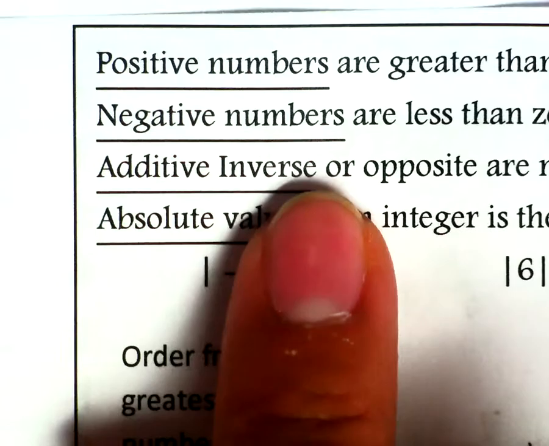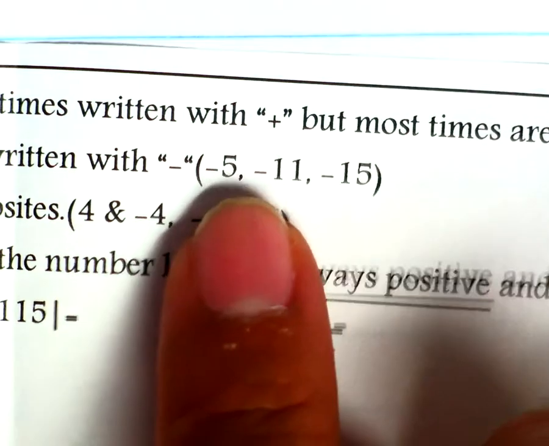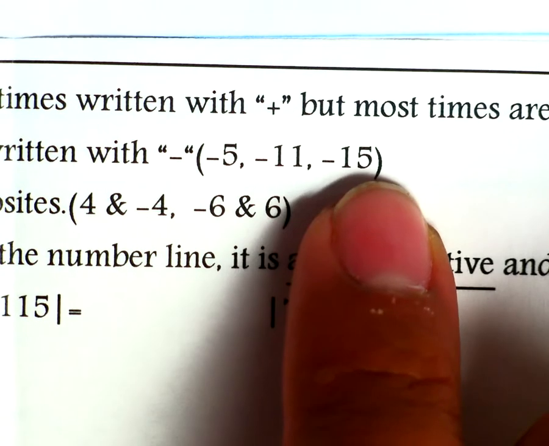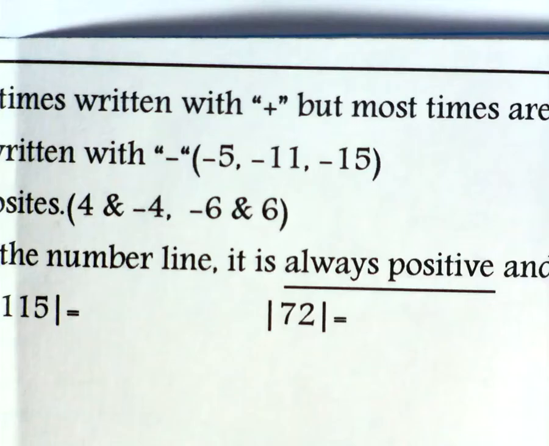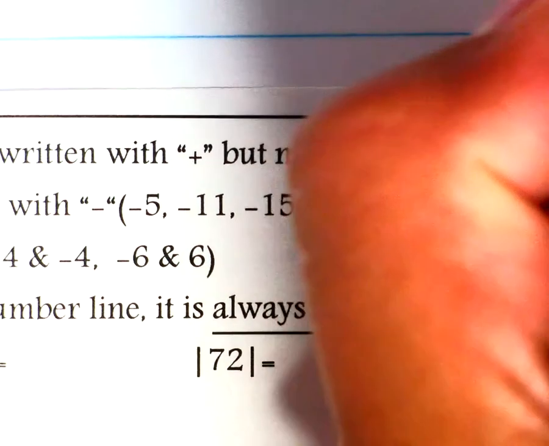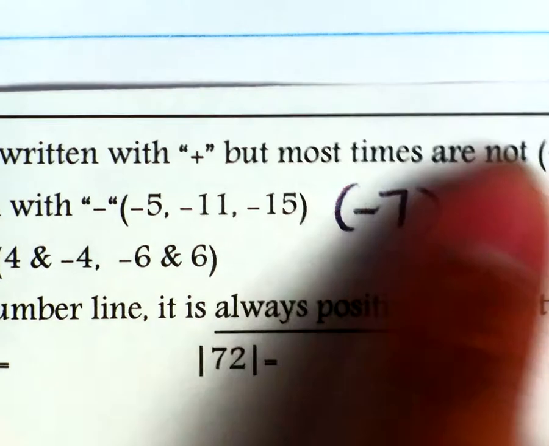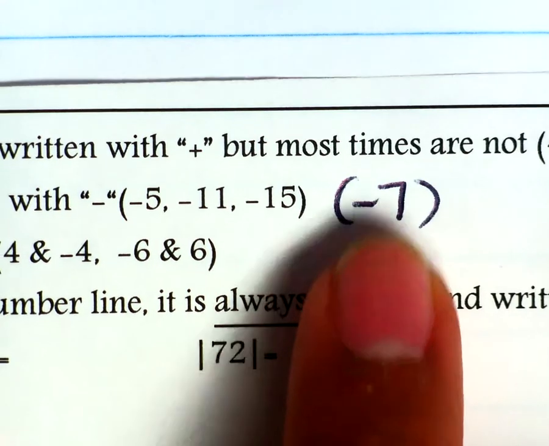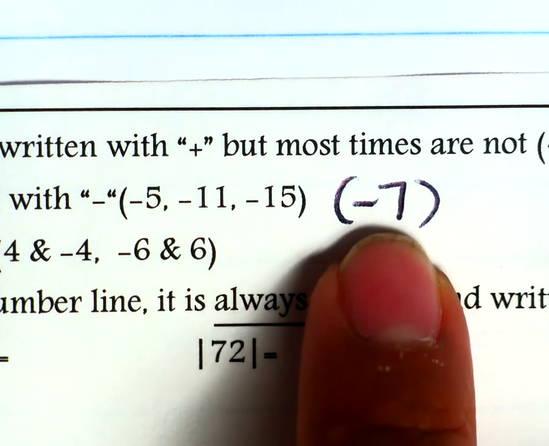Allison, negative numbers? Negative numbers are less than 0 and are always written with negative. Negative 5, negative 11, and negative 15. Good. So usually when we have negative numbers, you'll see that line next to the number. Another way we see it most of the time is in parentheses, right? Like negative 7. So if you see a number like this, we know it's what? Negative. Okay. So those are the integers, right?